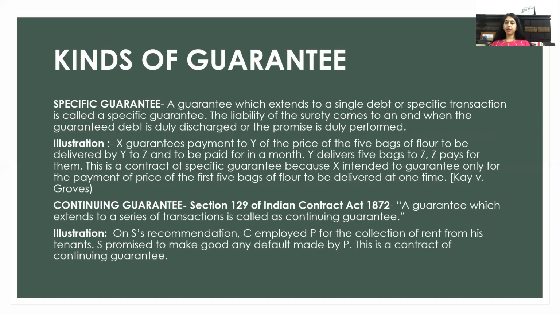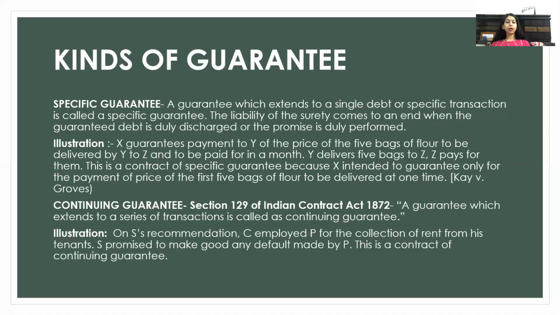Next, kinds of guarantee. First one is specific guarantee. A guarantee which extends to a single debt or specific transaction is called a specific guarantee. So as the word indicates, specific. So that is specific to that particular single transaction only. The liability of surety comes to an end when the guaranteed debt is duly discharged or the promise is duly performed. जैसे ही वो particular transaction खत्म होगा, with the ending of that particular transaction, the specific guarantee will also come to an end.